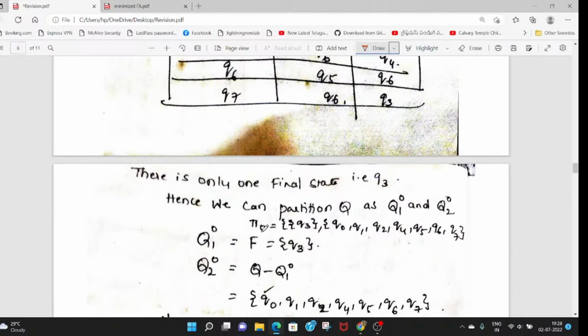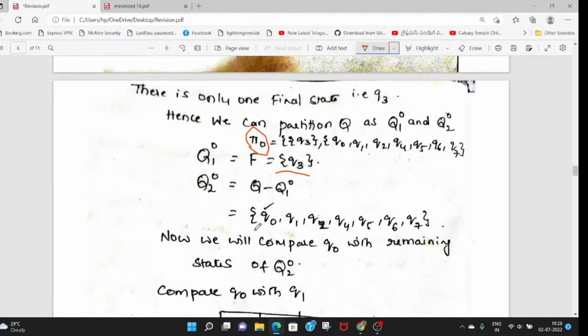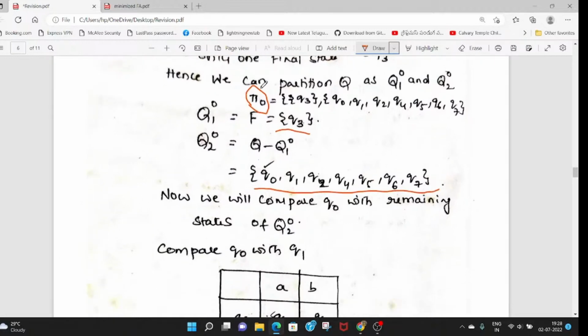Now see here, you can start the representation of pi suffix 0. You start at the beginning with pi suffix 0, which will consist of two sets, Q1 and Q2, at the 0 level. At the initial level, the first set will consist of only the final states and the second set will consist of all the remaining non-final states. So this is your pi naught. Pi naught will consist of Q1 0 and Q2 0, because I have only two sets.